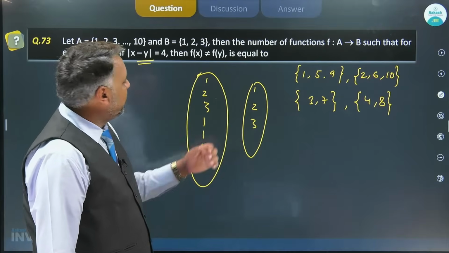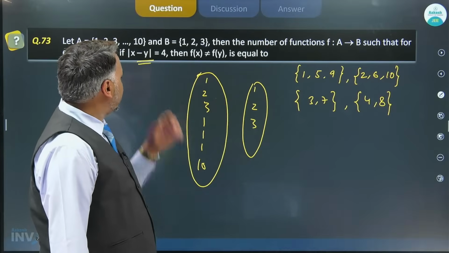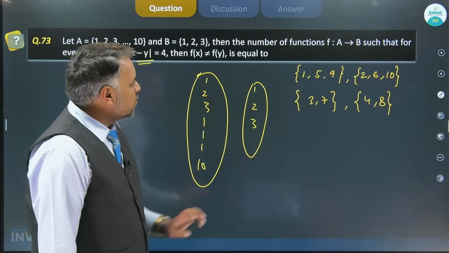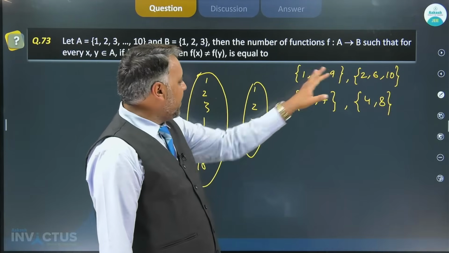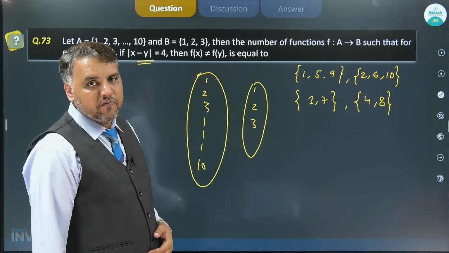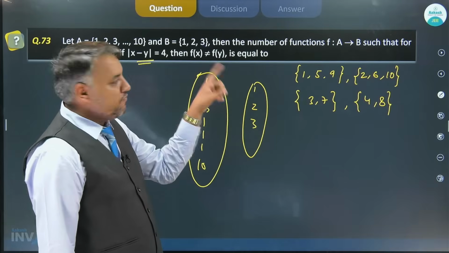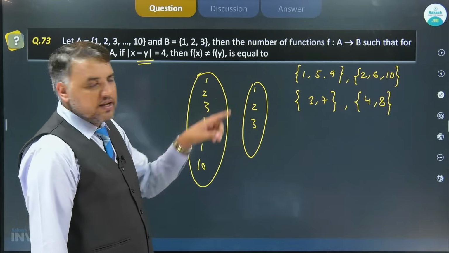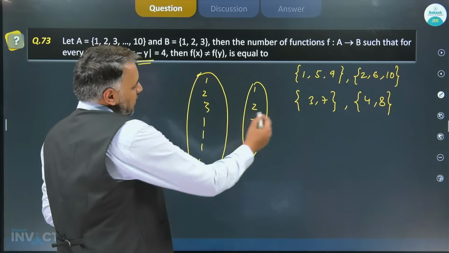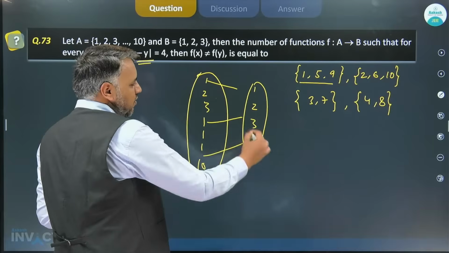So whenever |x minus y| is 4, f(x) is not equal to f(y). So if we see from here 1, 5, 9, these must map to different values. Okay. 1 और 5 पे सेम वैल्यू नहीं होगी, 5 और 9 पे सेम वैल्यू नहीं होगी. सो अगर हम इनको सिंपली डिस्ट्रीब्यूट करें, सो जस्ट वी हैव टू अरेंज 1, 5, 9 on different values.